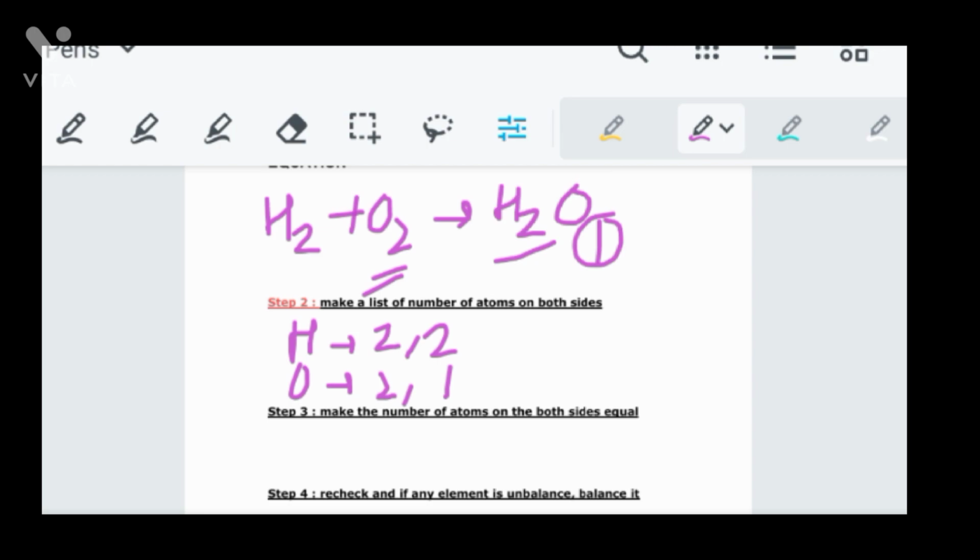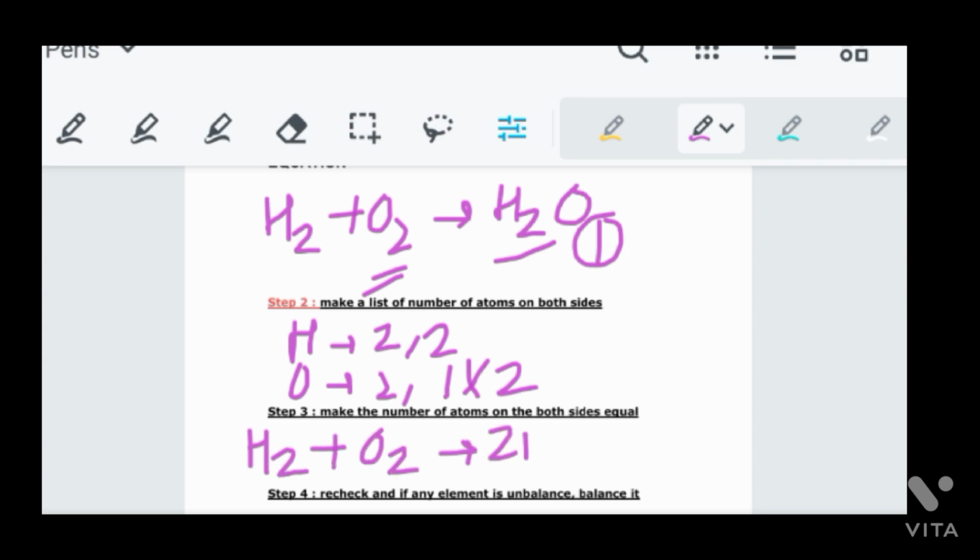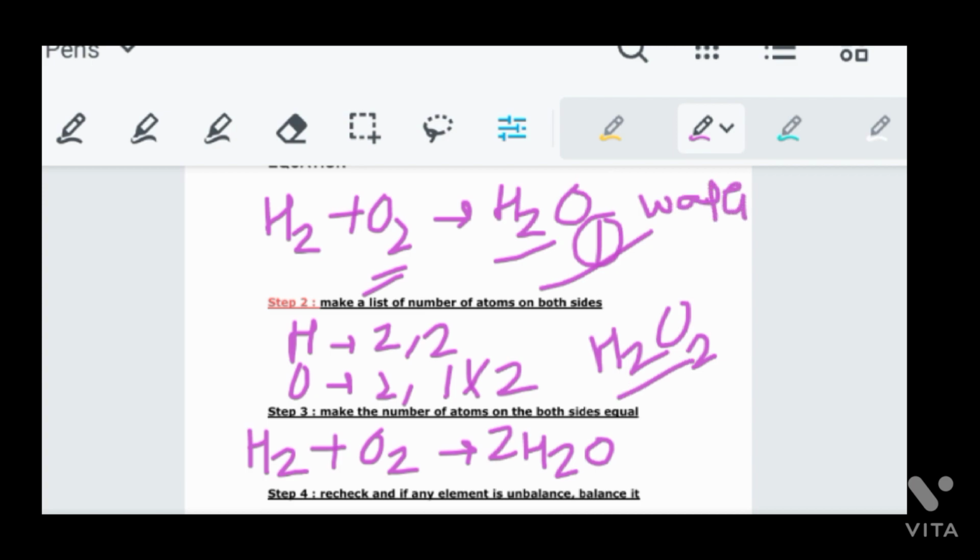So now make the number of atoms on both sides equal. How will we do so? We are going to multiply this 1 by 2. So now the equation will look like this. Because this is a whole formula, if you write, for example, 2 here, many students make it balanced that way. But it's wrong, because here our product is water, which is hydrogen oxide, but this would be hydrogen peroxide. So we are not going to change the reaction, hence we can't change the formula.